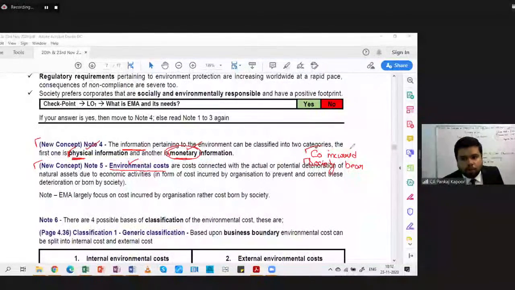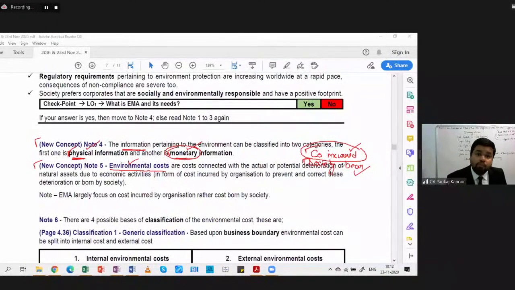So friends, it is possible that the cost related to the environment due to the business decision may be borne or incurred by the company itself, or may be borne by the society. And society not only includes the general public, it also includes the government. I believe it is clear to you. Okay. Friends, when we discuss EMA, we are largely concerned with the cost which is due to the decision of the company and borne by the company. We hardly discuss the cost which is borne by the society.